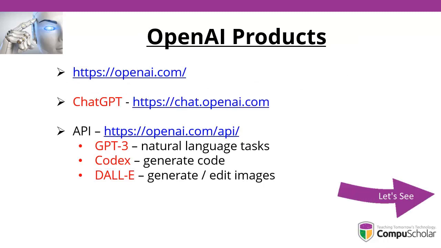So the company is called OpenAI, and you can find them at openai.com. And they have a few different things. Their main line of business actually seems to be this API. So the API has a number of different modules, such as this GPT-3 for natural language tasks. It has something called Codex to help you generate code, and something called DALL-E to help you generate and edit images. Let's go take a quick peek at their website.